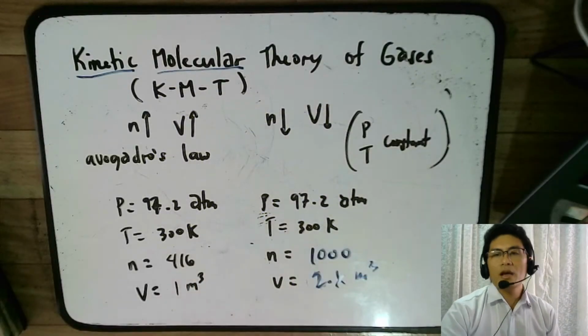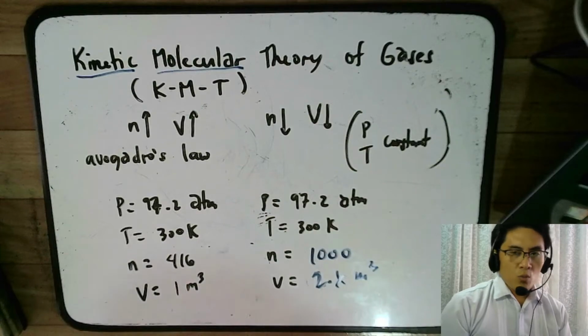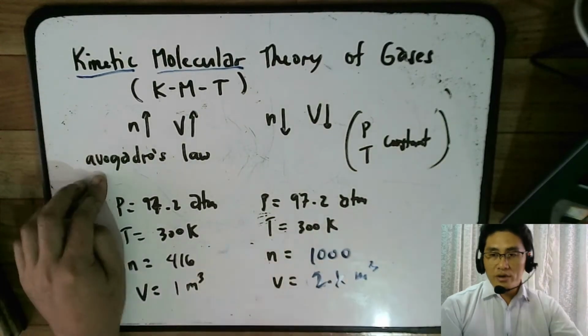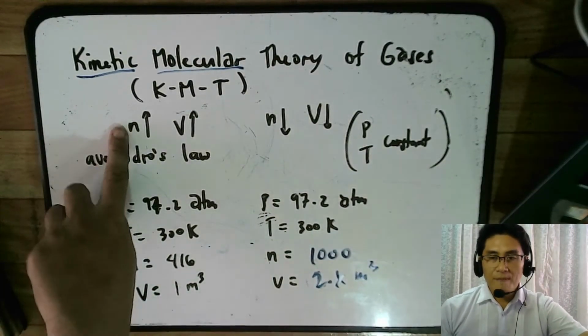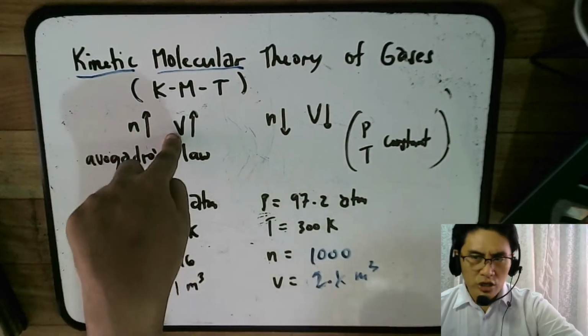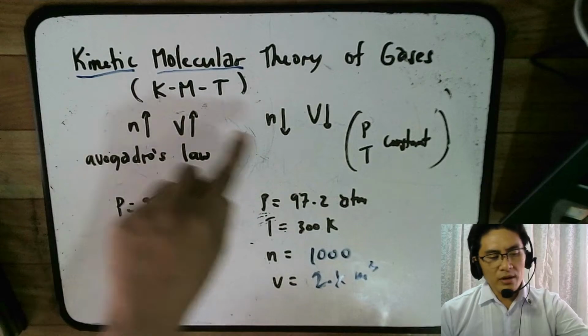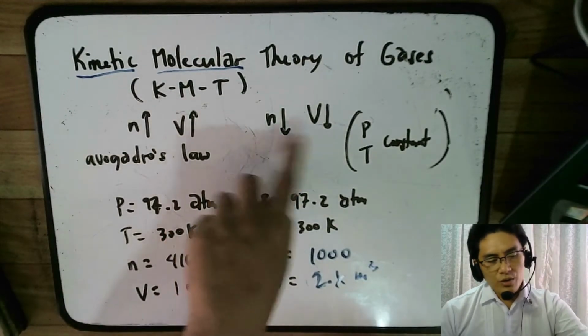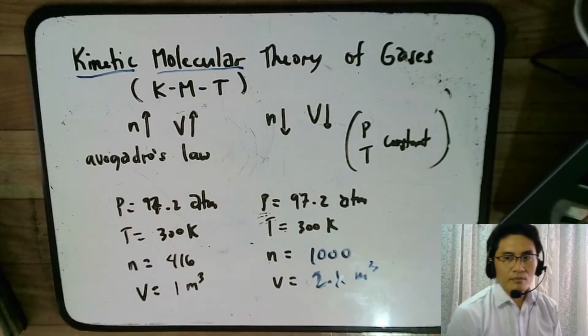why we know that Avogadro's law is valid, because we can make experiments and really quantify the number of particles. If we increase the number of particles, it should increase the volume. If we decrease the number of particles, we should decrease the volume.